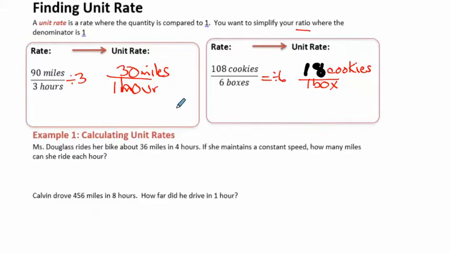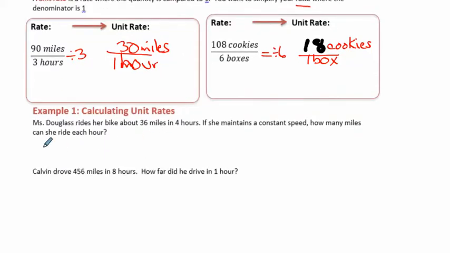All right, so let's look at it in a word problem here. Miss Douglas rides her bike about 36 miles in 4 hours. If she maintains that speed, how many miles can she ride each hour? So you really need to look at the word problem to figure out the order in which you write down your ratio. I want to know each hour, so that means I need hours to be on bottom, okay? So when I write it, I want to make sure to put my hours on bottom.